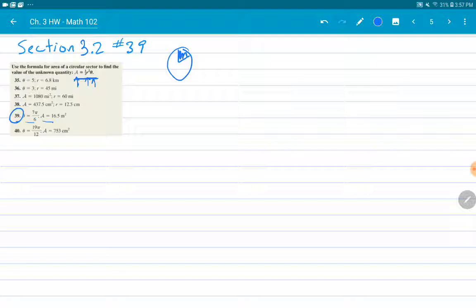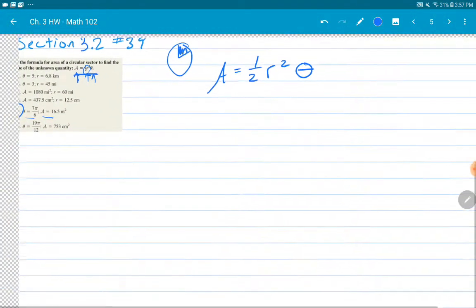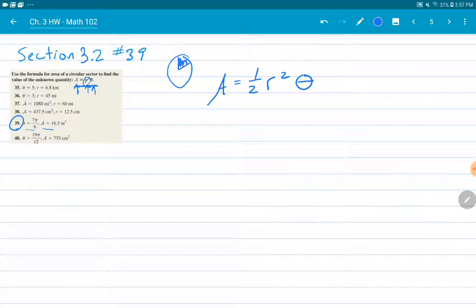So I have area equals 1/2 r squared times theta, and I need to get r. So I'm going to solve for r before I even put in numbers to try to keep things neat. So to solve for r, if I multiply both sides by 2, that will help me get rid of this 1/2.